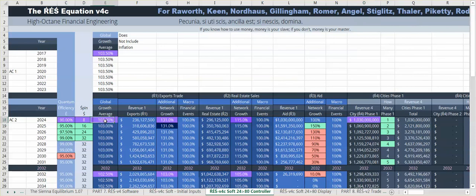So it's 8 spins, it's 103%. I wonder if that one's working, 102. Yeah, okay, that one's working. That one up there is not. That one's working. Yeah, okay, so this is working. This is a working system.